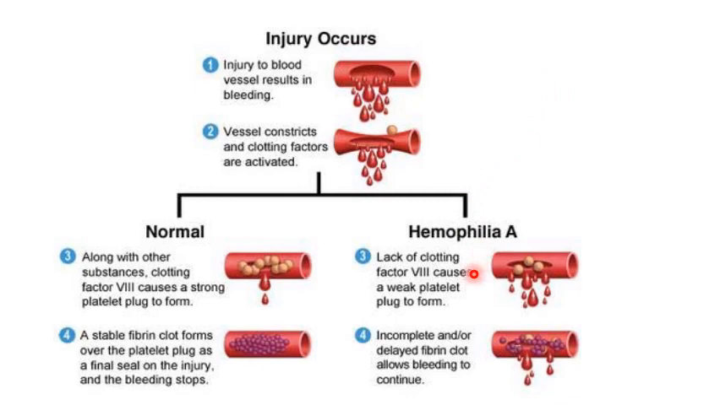In a person that has hemophilia A, they lack the clotting factor 8, which will affect the formation of the platelet plug. So you'll form a weak platelet plug, and also you'll form an incomplete fibrin clot. It will also delay the formation of the fibrin clot. And this will result in bleeding for a much longer period of time and an inadequate clot that's formed, which will allow bleeding to continue.